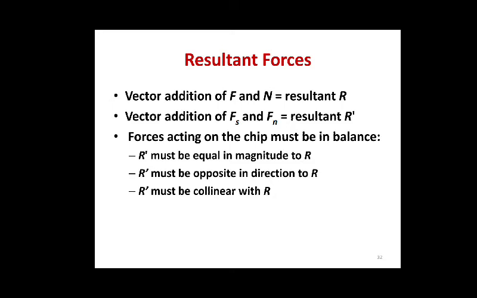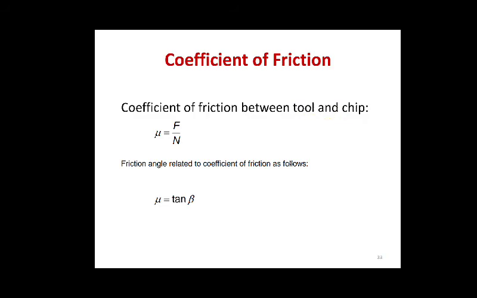So forces acting on the chip must be in balance. R dash must be equal in magnitude to R, opposite in direction to R, and collinear with R. Now let us see the coefficient of friction. Coefficient of friction between tool and chip, that is mu, is equal to F upon N, and the friction angle is related to the coefficient of friction as follows, that is mu is equal to tan beta.